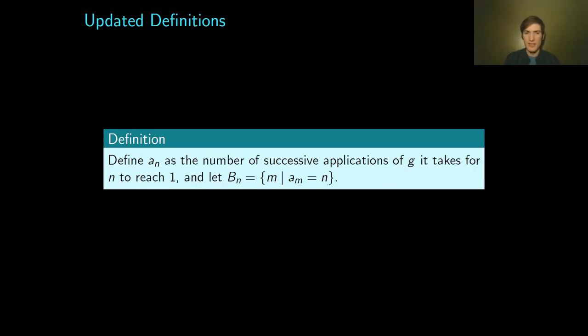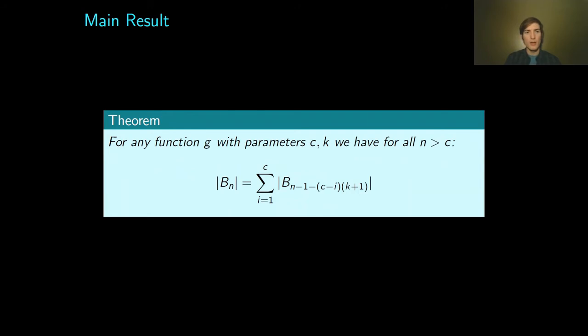Let's update our definitions. This is just a bit of notational bookkeeping. A_n is now the number of successive applications of g it takes for n to reach 1, and B_n is defined likewise. Our main result is that for any function, given any two parameters c and k, we have a recurrence relation that we can make, so long as your n is large enough to be valid. Namely, that you have the cardinality of B_n equal to the sum as i goes from 1 to c of the cardinalities of B_(n minus 1 minus this quantity, (c minus i) times (k plus 1)).